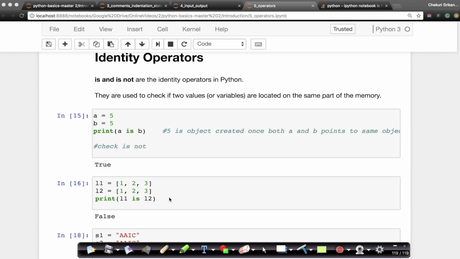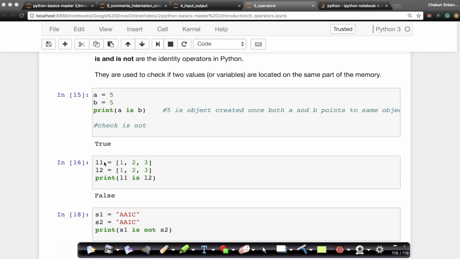Now, the same thing is not true for lists. So here if you look at it, I have a list L1, which is 1, 2, 3. I also have a list L2, 1, 2, 3. You might say, okay, probably this list 1, 2, 3 is being created in a memory location and both L1 and L2 are pointing to it. Right? No, this is not true. It's only true for variables like this, for numbers, or for simple variables, not for complex variables like your lists and dictionaries and tuples, more complex data structures. It's not true. So this returns false for you.